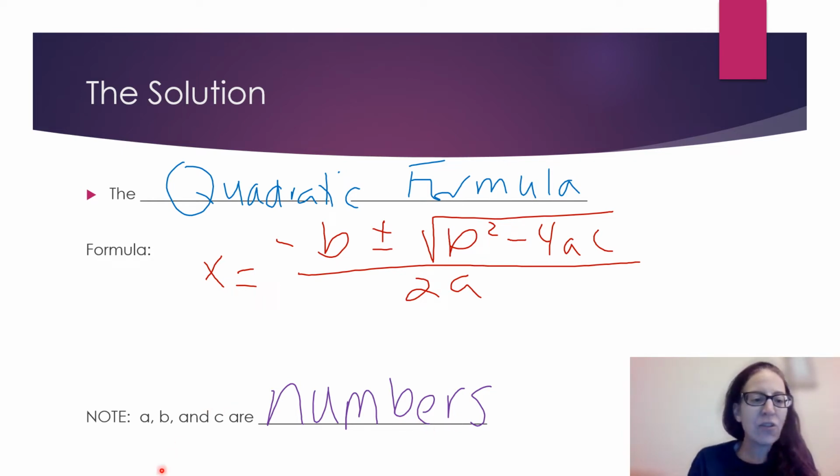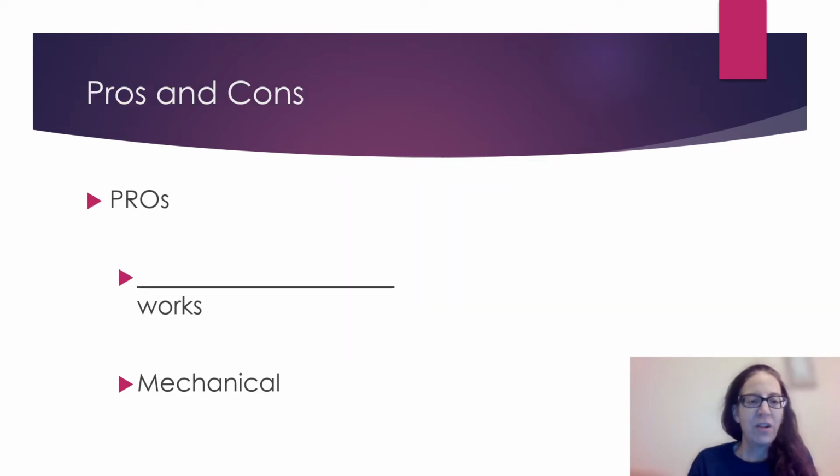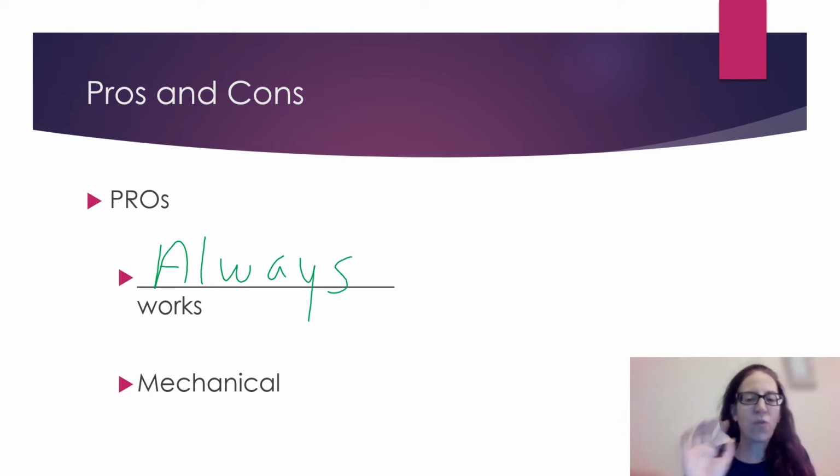All right, so let's take a look at the pros and cons of this awesome formula. Under the pros, the biggest pro, and the reason that we do have to teach this, is that it always works. Okay, always works. The quadratic formula will work for any quadratic like ever. It'll work for the ones that you can factor. It'll work for the ones you can't factor. It'll work for ones that have imaginary answers to them. The quadratic formula always works.